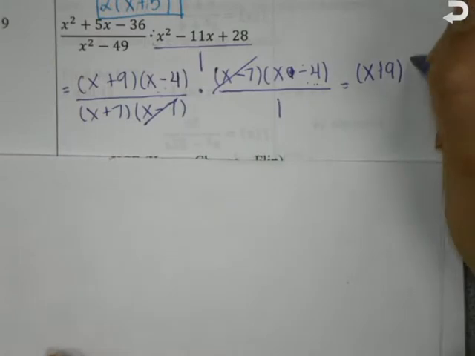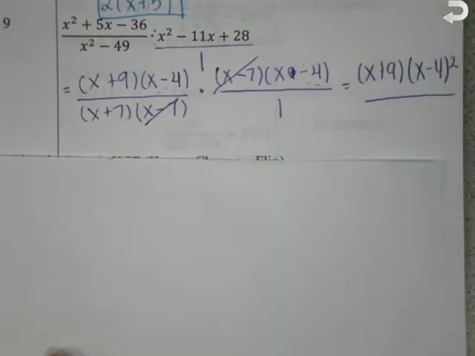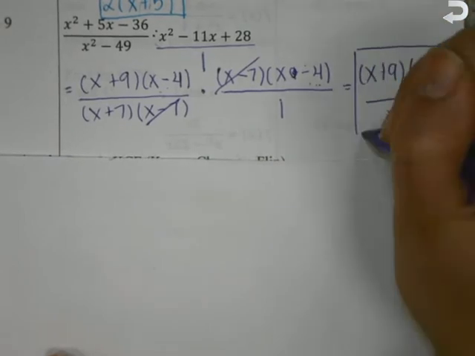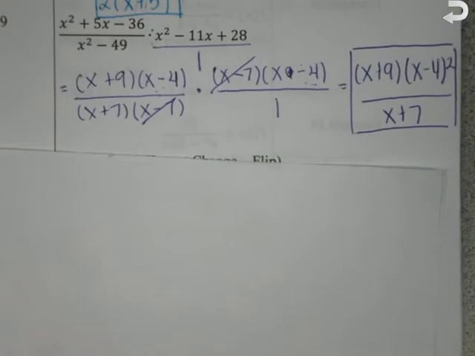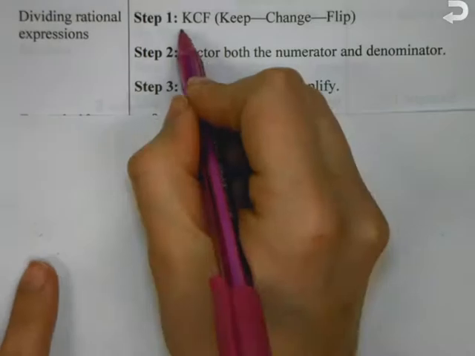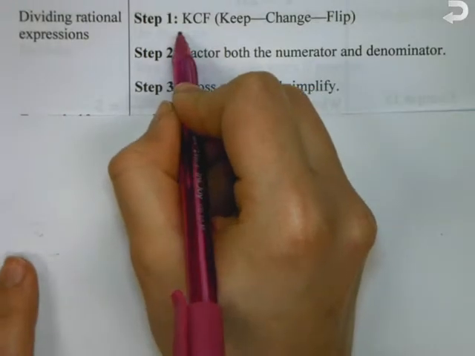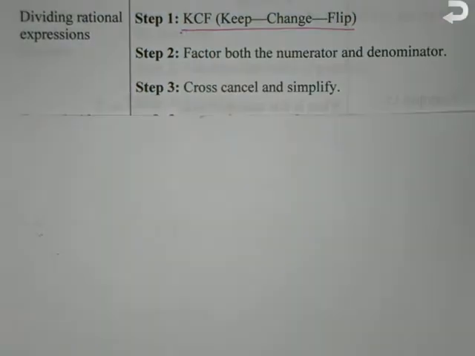So, division. Division is the same steps except we have to add one at the very beginning. And that is KCF or KFC. How many of you guys have heard of that? Okay, with division, you keep the first term, change division to multiplication, and then flip the second term. So division is the same as multiplying by the what? Reciprocal.